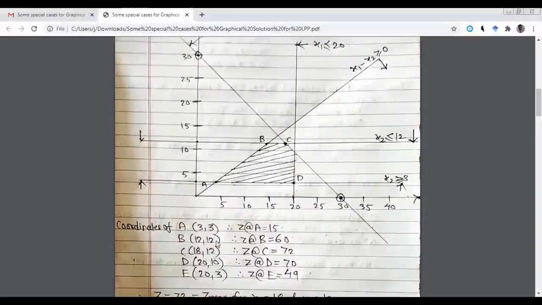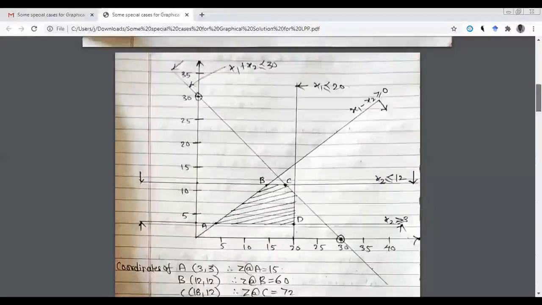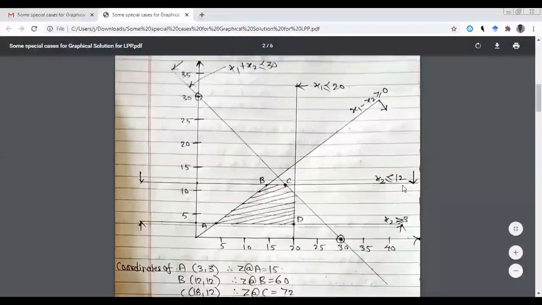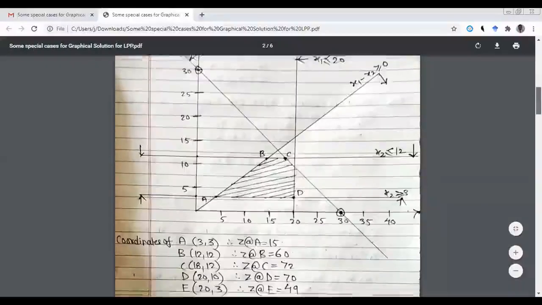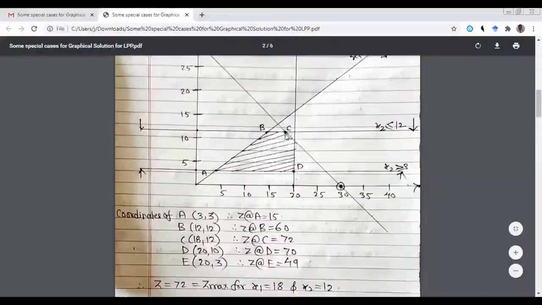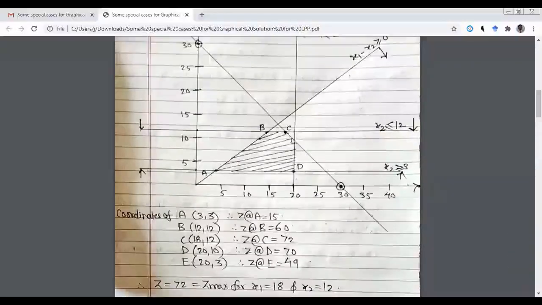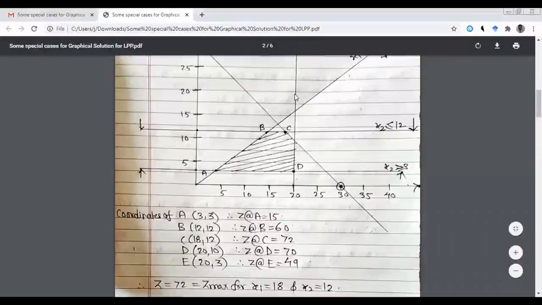It comes out to be 12, 12. Similarly, for line C, it is an intersection of x1 plus x2 is less than or equal to 30, and this line, x2 is less than or equal to 12. So even this particular point can be found out. Similarly, I can find out the coordinate of D point here, which is an intersection of x1 plus x2 less than or equal to 30, and x2 is less than or equal to 20.